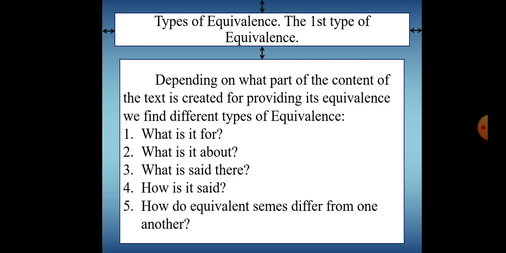First, what is it for? Second, what is it about? Third, what is said there? Fourth, how is it said? And the fifth, how do equivalent texts differ from one another?